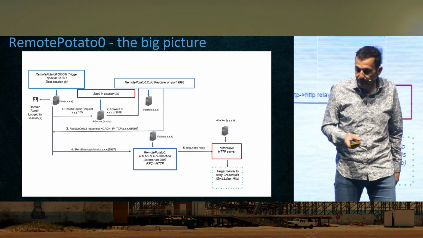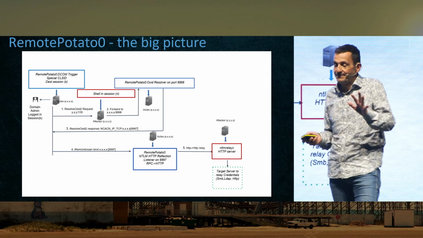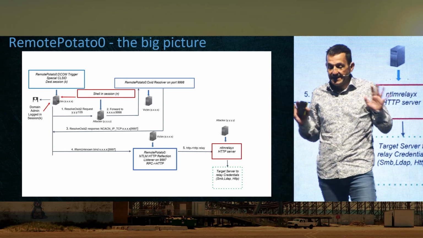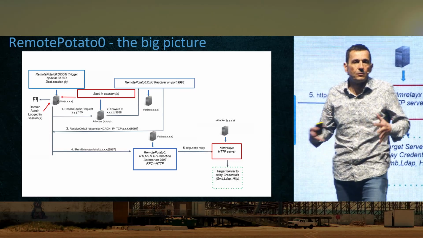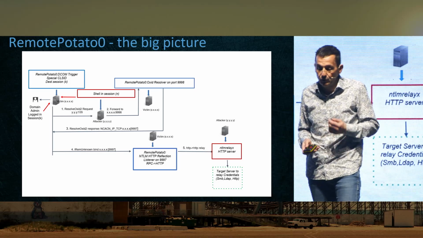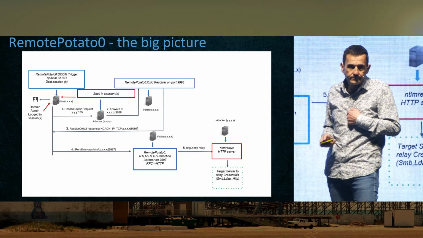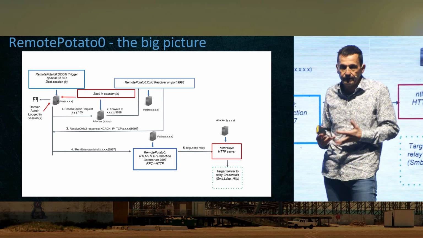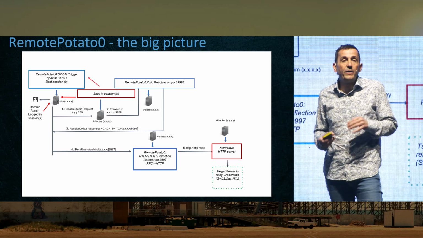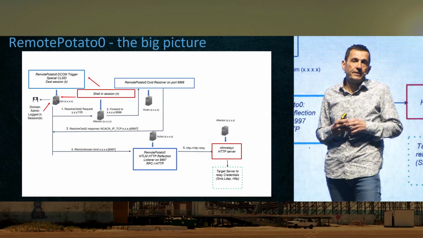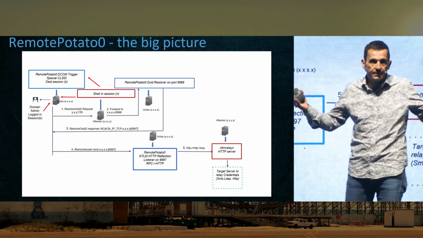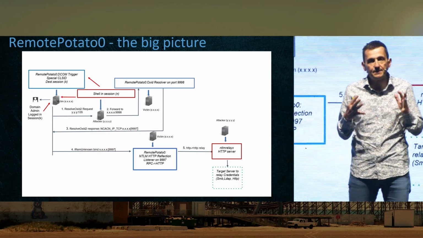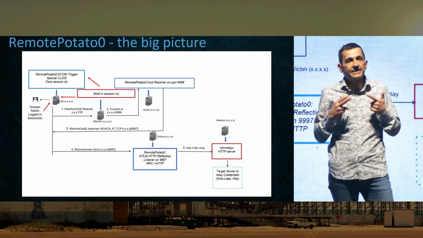OK, this is what we call the big picture. I try to keep it as simple as possible. It's not so complicated. OK, let's start from the beginning. So we have a machine where a domain administrator is logged in. Then we have also our attacker machine, which must be on the same network, which must be reachable on port 135. And from this machine, we have a shell on the victim machine in whatever session. We copy our exploit on this machine and then launch it, specifying the CLSID and the session we want to interact with.